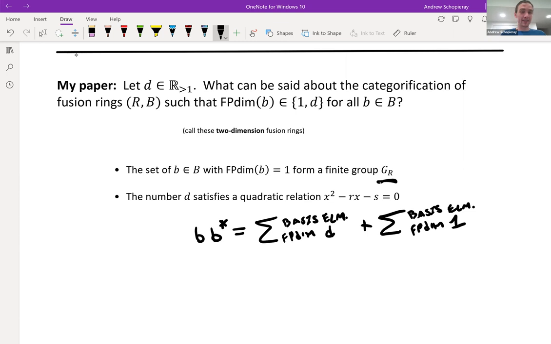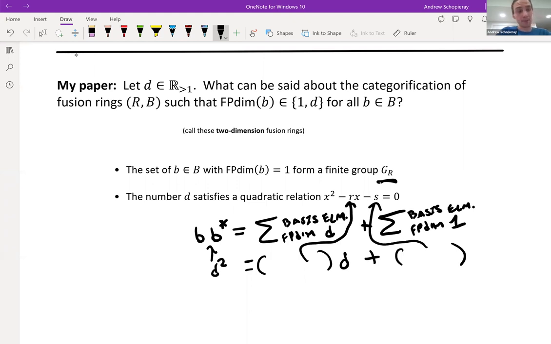So if I look at the dimension of this as an inequality, I'm getting that the dimension of B times B star, if B was a basis element of dimension D, would be D squared. And then I would have some non-negative integer here, which is just the sums of how many of these elements appear in this sum times D, plus however many objects of dimension 1 appear times 1. So this R here is just the number of elements of dimension D that appear, and this S is just the number of elements of dimension 1 that appear.